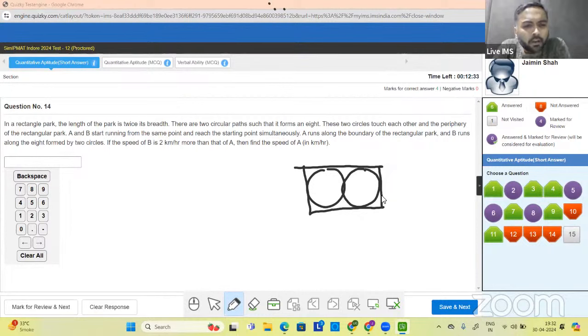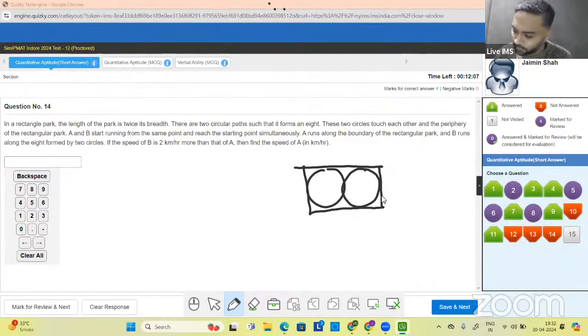A and B start running from the same point, the starting point, simultaneously. A runs along the boundary of a rectangular park, and B runs around the eight of two circles. The speed of B is 2 km per hour more than A. Then find the speed of A. Acha.